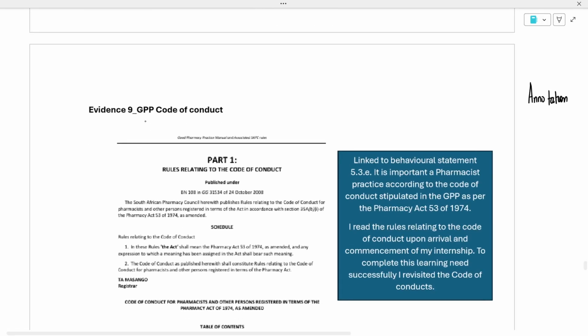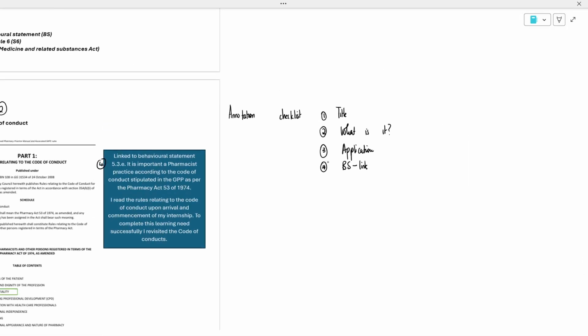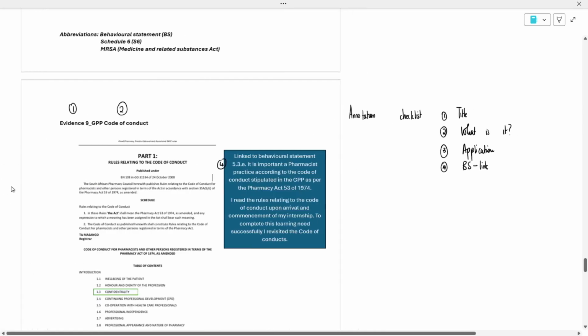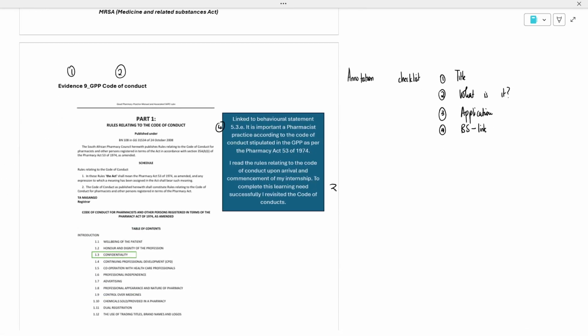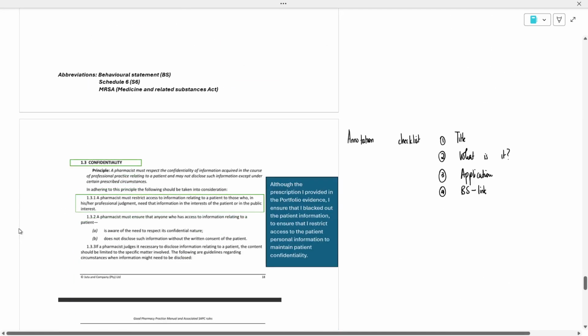And then here, evidence I, the name of the evidence, what it covers. Let's look at behavioral statement E. So this is number 4 of the checklist. By the way, the checklist I'm using is this one: 1, 2, 3, and 4, so that you know exactly what you're covering. I take it this is the application here. Let's take how you apply it.